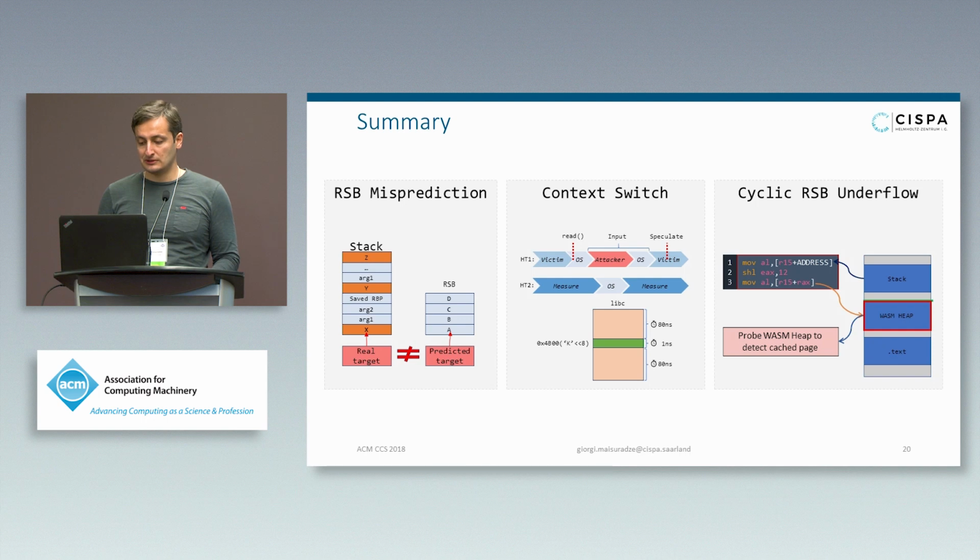This concludes my talk. In our presentation, we showed that return instructions can also be used to trigger speculative execution, and we demonstrated how this can be used to leak information across processes, and also showed that cyclic RSBs can be used to trigger misspeculation in JavaScript that can lead to arbitrary memory address leaks.